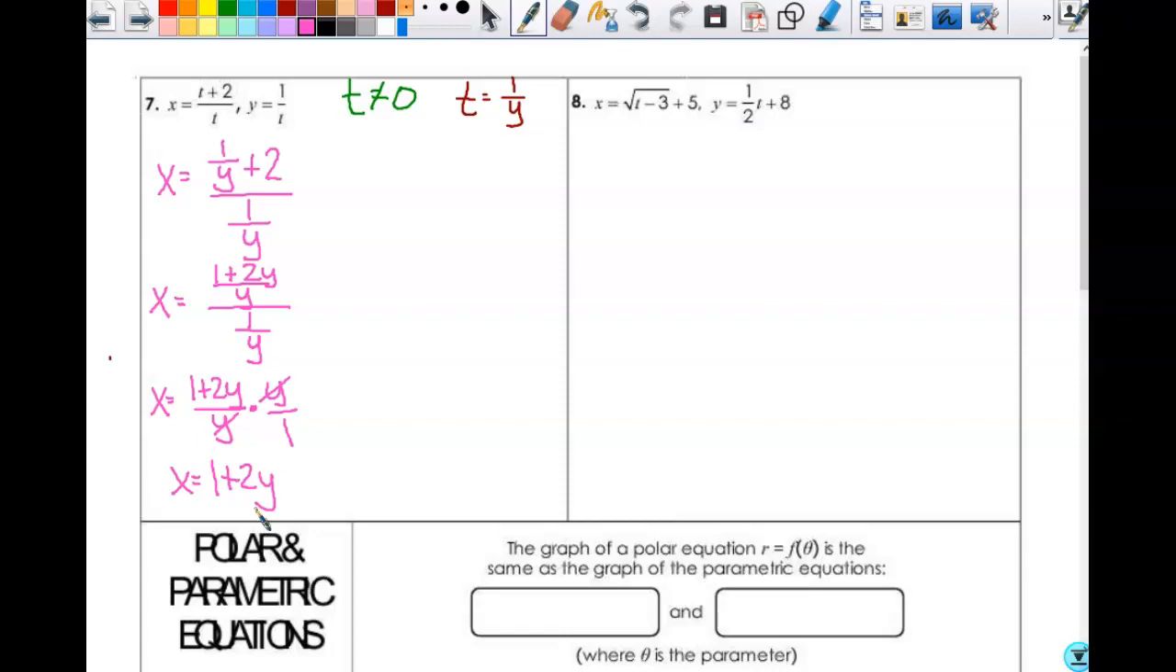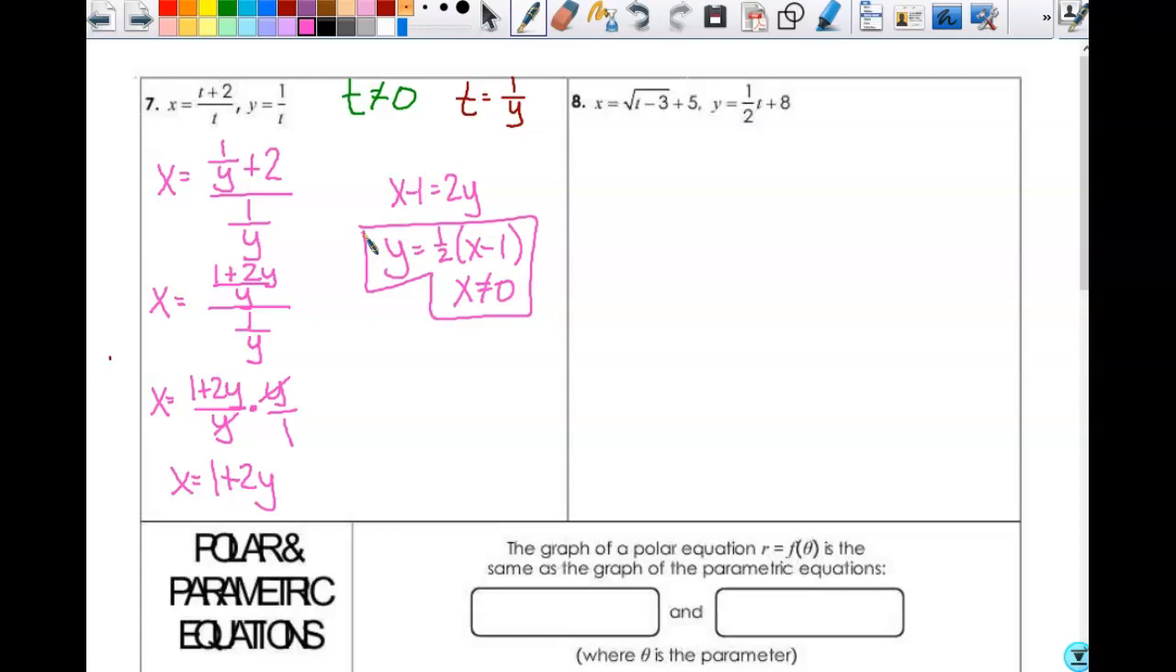Then you get x minus 1 equals 2y. So y equals 1/2 times (x minus 1). t can't equal 0. When I substitute that in there, I just get undefined. So that just means that x also cannot equal 0. Everybody okay with all that?